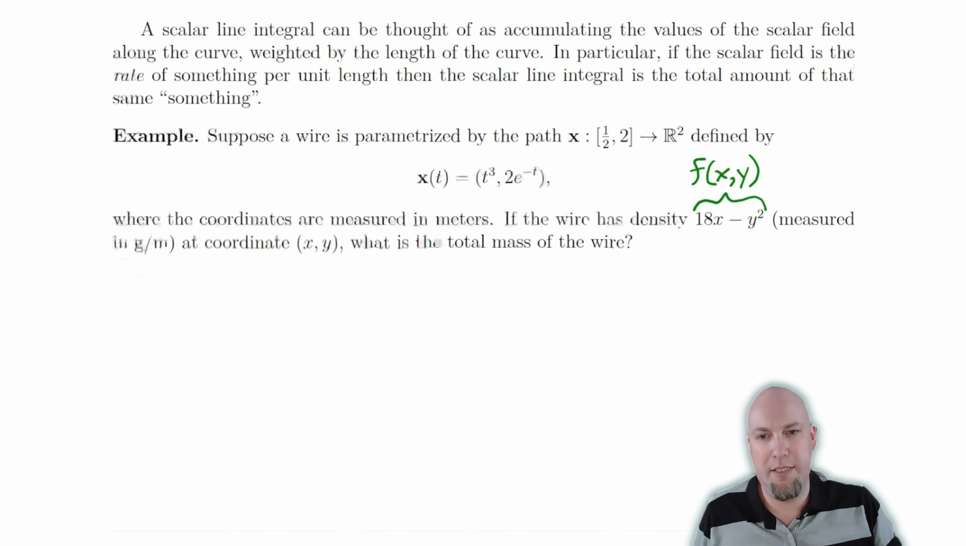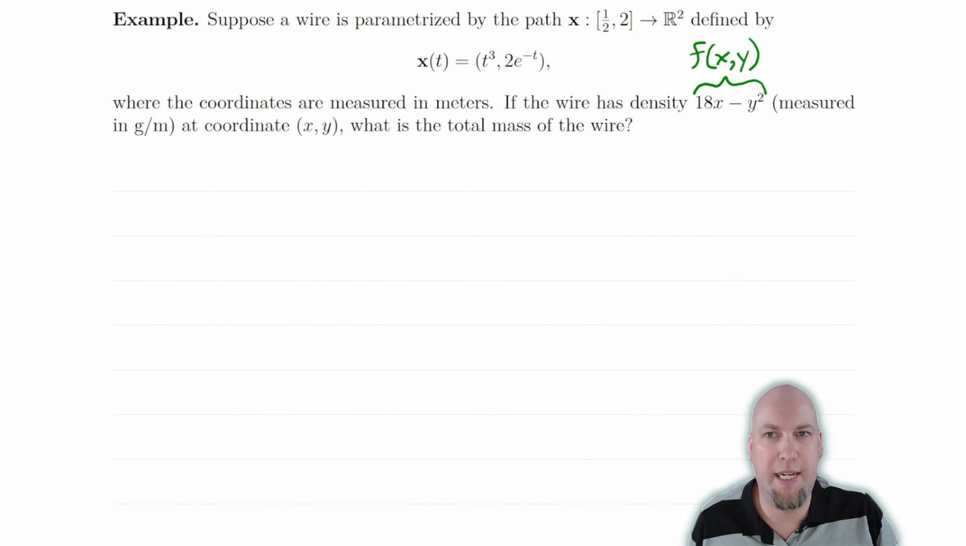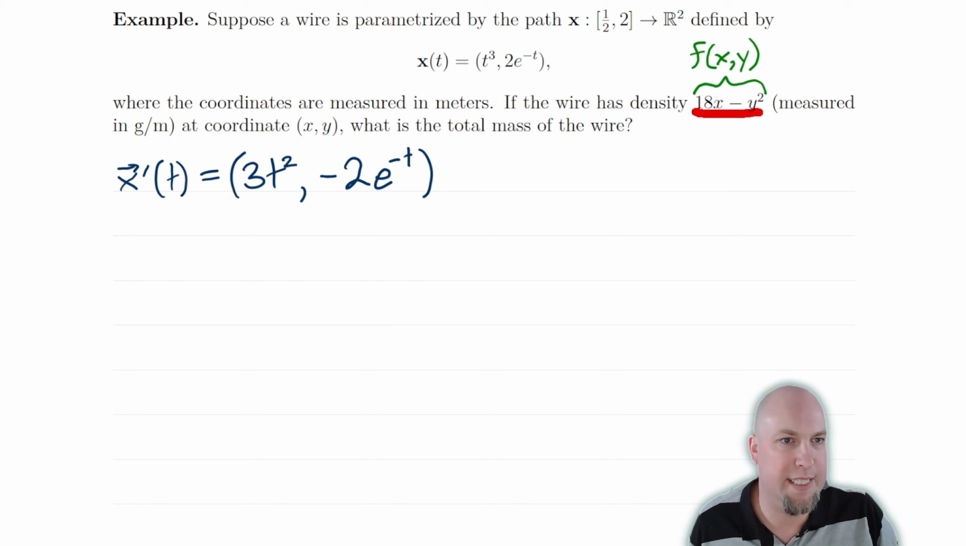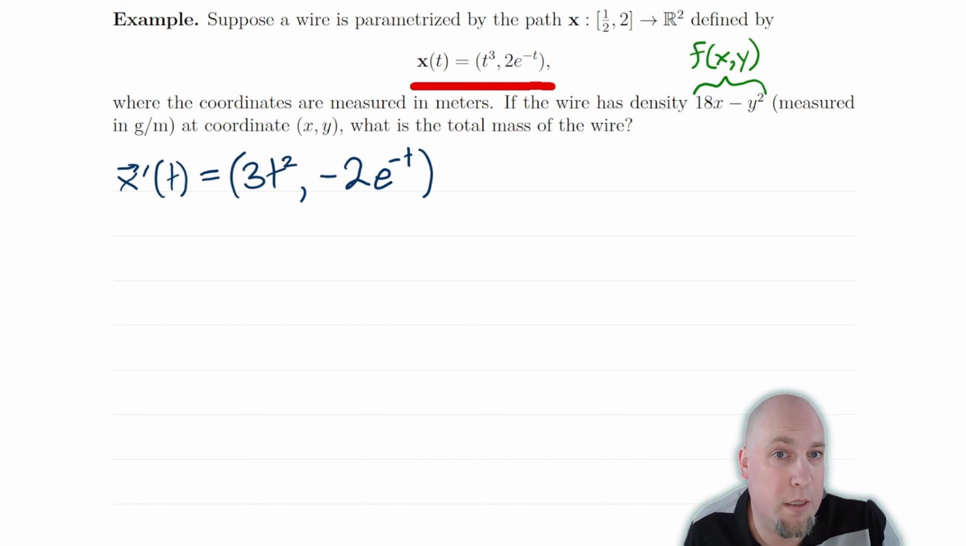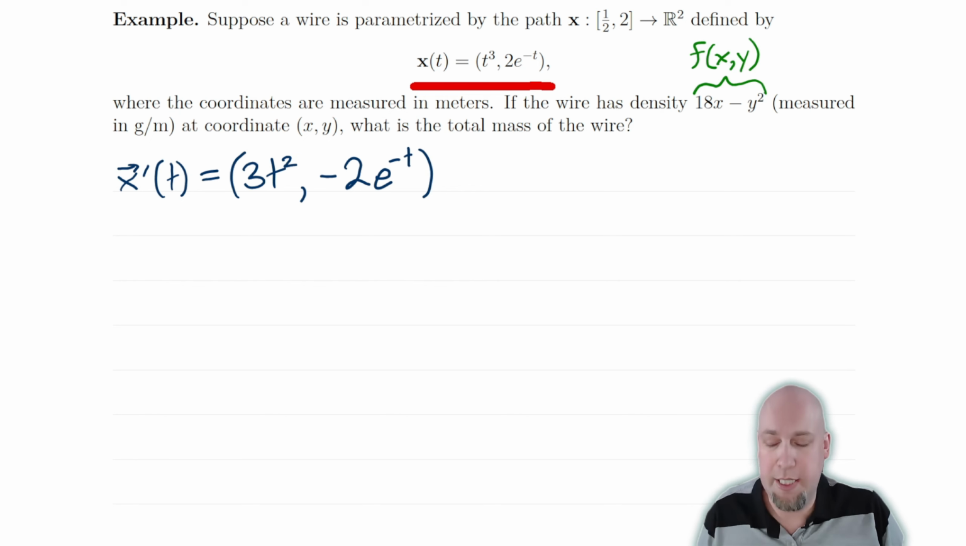All right, so let's do this. How do we do this? We're going to need to figure out what our scalar field is. Well, we already did. It's this 18x minus y squared. We also need to figure out what our path is, and oh, beautiful, that was given to us in the question. We were given a parameterization this time.